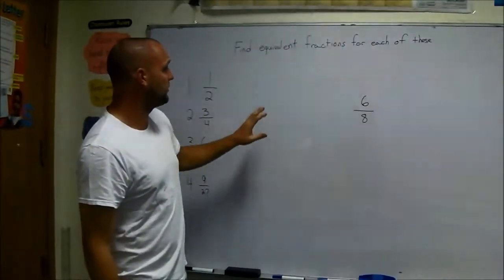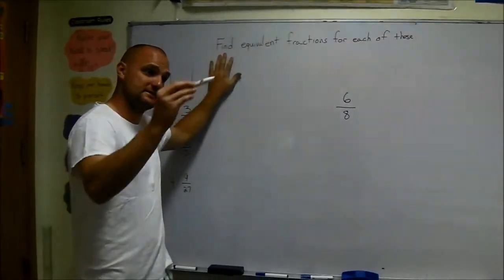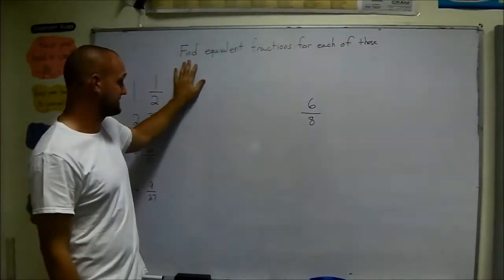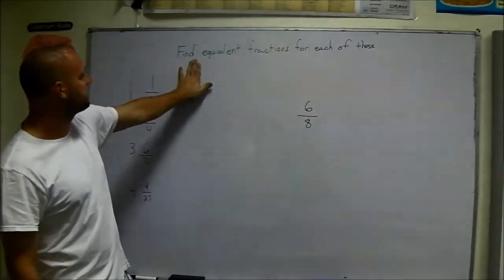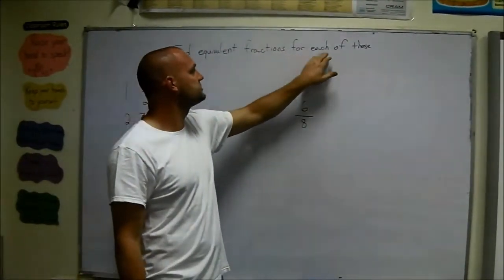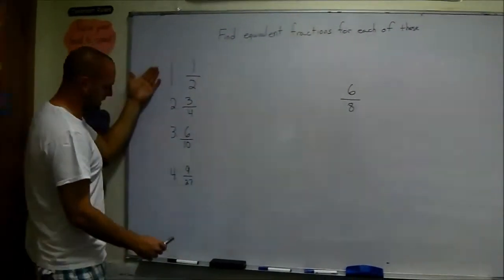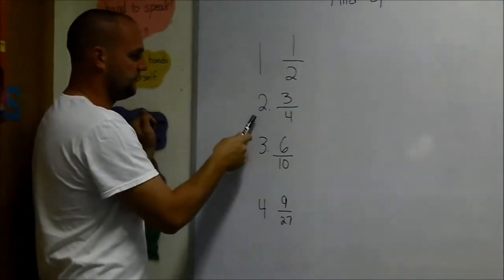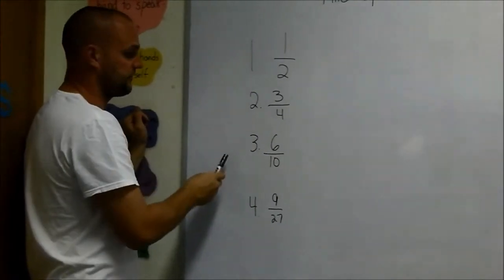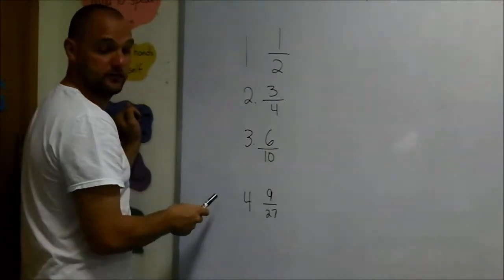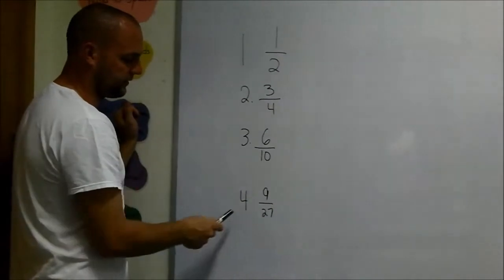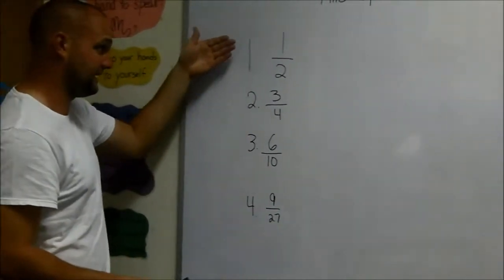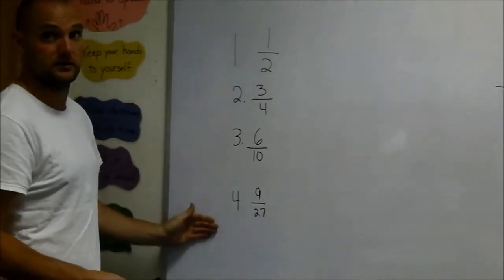Okay guys, for our homework tonight, on your notes page, inside that circle, or inside that box, where it says put your math sentences here, this is what I want you to do. You're going to find equivalent fractions for each of these. So if you take a look down here, number 1, you want to find an equivalent fraction to 1/2. Number 2, you want to find an equivalent fraction to 3/4. Number 3, you want to find one to 6/10. And number 4, you're going to want to find one to 9/27. Okay? So they're going to be easy, getting harder each time.